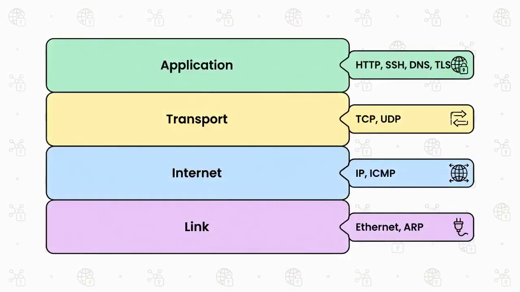Each TCP/IP layer carries its dominant protocols. The application layer runs HTTP for the web, SSH for remote shells, DNS for name resolution, and TLS for encrypted sessions. Transport runs TCP and UDP. Internet runs IP and ICMP. Link runs Ethernet and ARP. These are the protocols doing the actual work every time you load a web page.